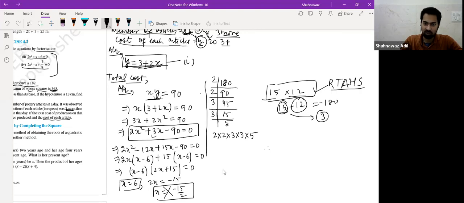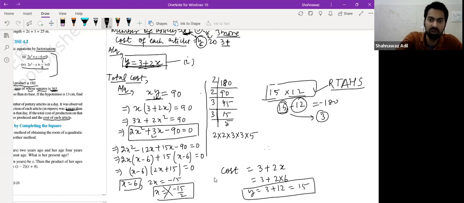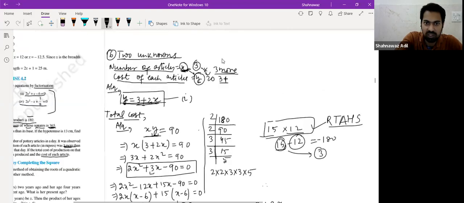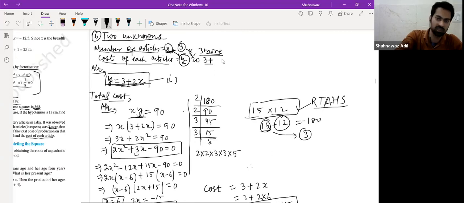So how much would be the cost of each article? That is 3 plus 2x, so 3 plus 2 into 6. This is 3 plus 12, so 15 rupees. Right, guys, so note it down and then we will discuss the next topic.